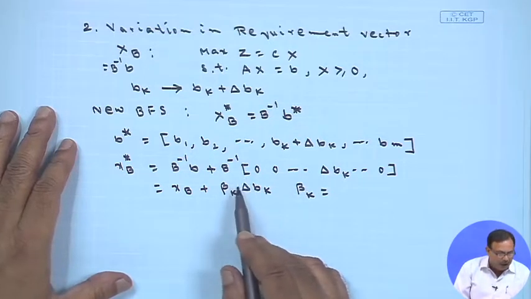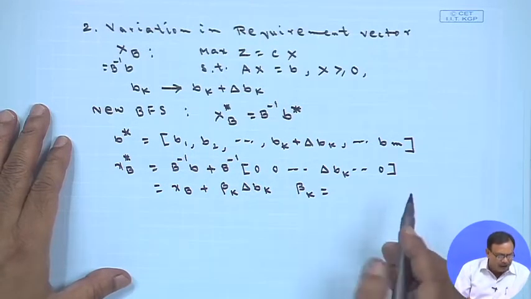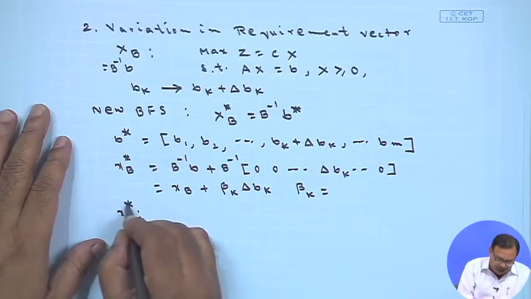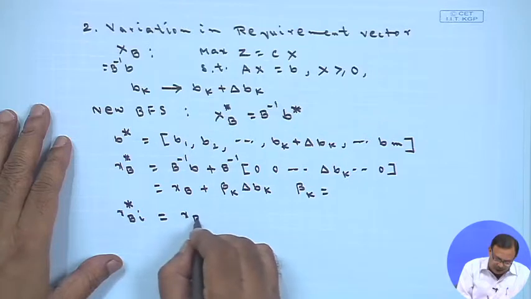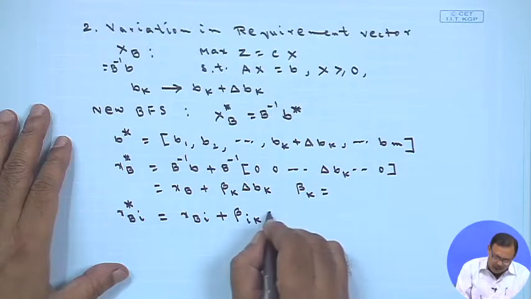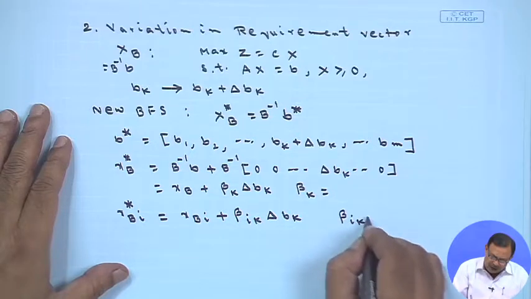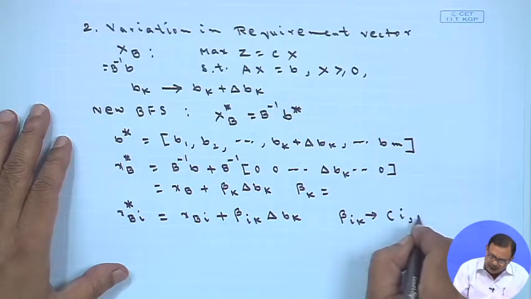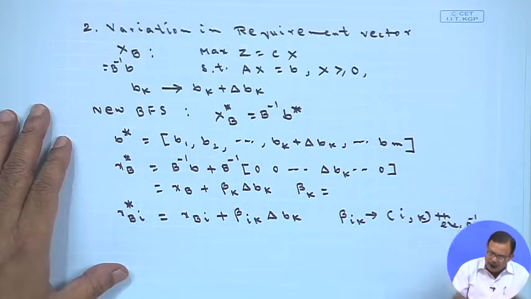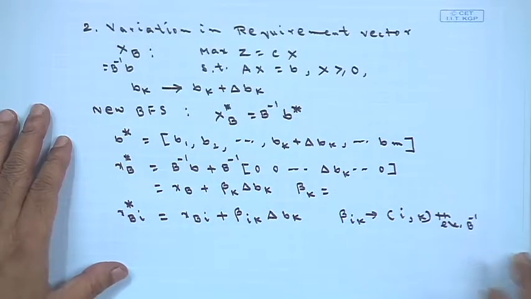So, please note this, beta_k is the kth column vector of B inverse, and we can write it in the other way also. Therefore, I can write x_Bi star is equal to x_Bi plus, now I am generalizing it, beta_ik into delta b_k, where beta_ik is the (i, k)th element of B inverse.